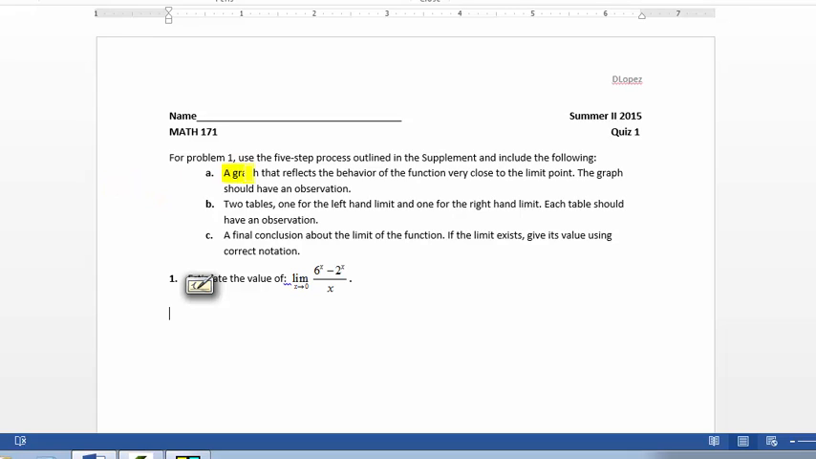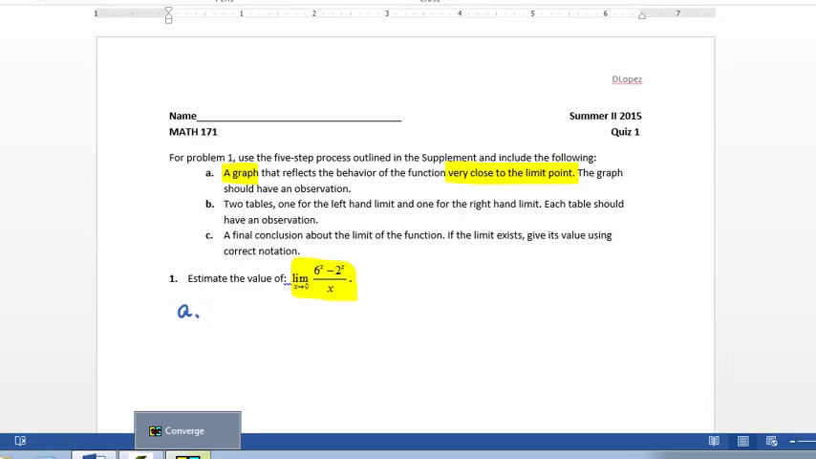So include a graph, that's first. And here was the key: very close to the limit point. A lot of people lost some credit for this because they didn't draw the graph close enough to the limit point. Okay? So the function is 6 to the x minus 2 to the x over x, and you want this limit as x approaches 0.